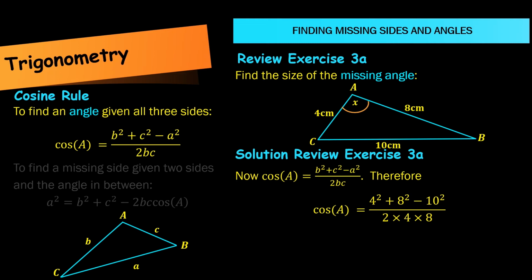Let's plug in the values from our diagram. So side B is equal to 4 centimeters, and we plug that in. Side C is equal to 8 centimeters, and we plug that in also. And side A is equal to 10 centimeters, and that's also plugged in as shown into the formula. This will give us the value for cos A.